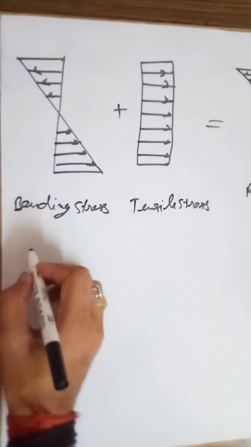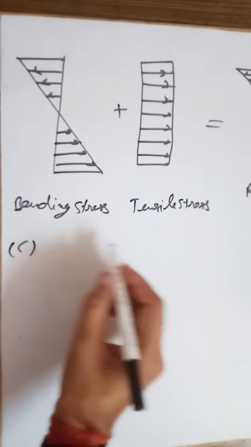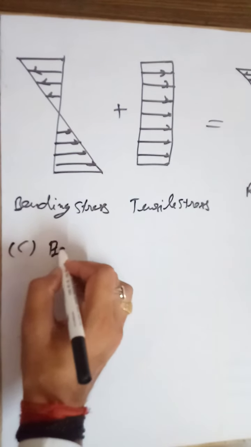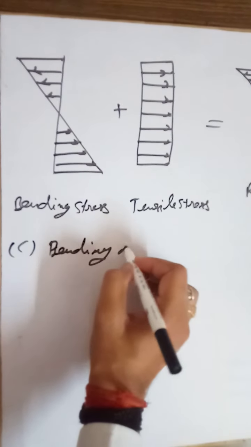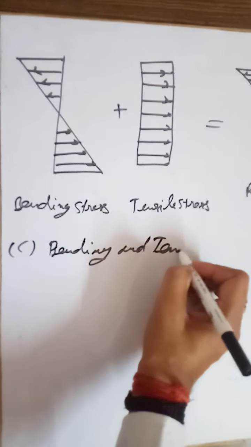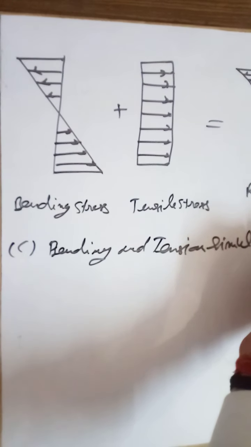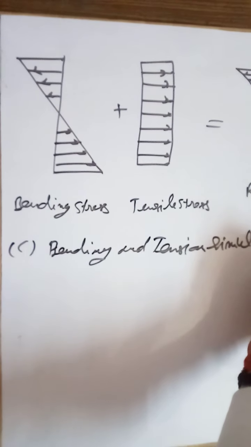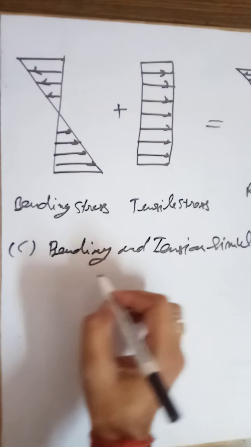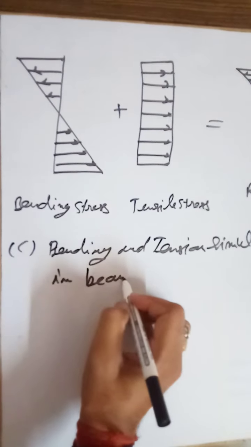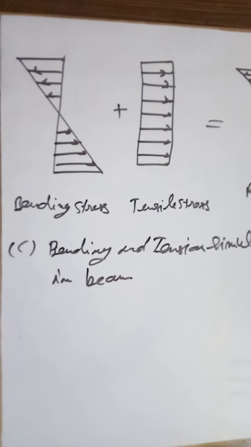So this figure shows the bending and tension simultaneously in the beam. So this is our next case, second case. So let us take a problem based on this. So let me write down the question.